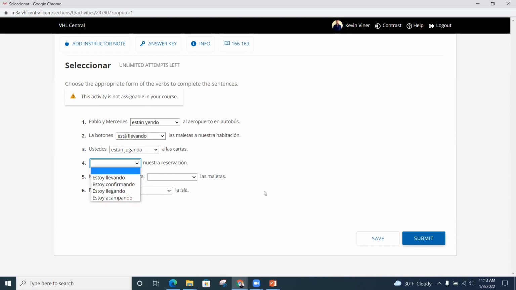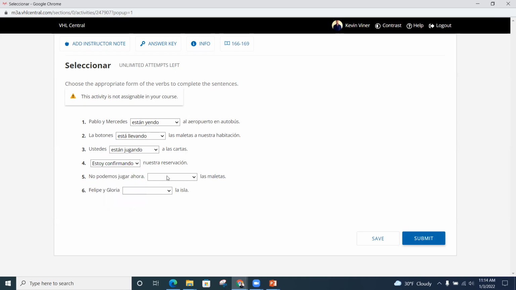4. Estoy llevando, estoy confirmando, estoy llegando, estoy acampando nuestra reservación. Pausa. Y hemos vuelto. Sería estoy confirmando. It's the only one that makes sense there. There are other ones that grammatically could work, estoy acampando, estoy llegando, right? Any of these would work, but they don't make sense. Estoy confirmando. I'm confirming our reservation.